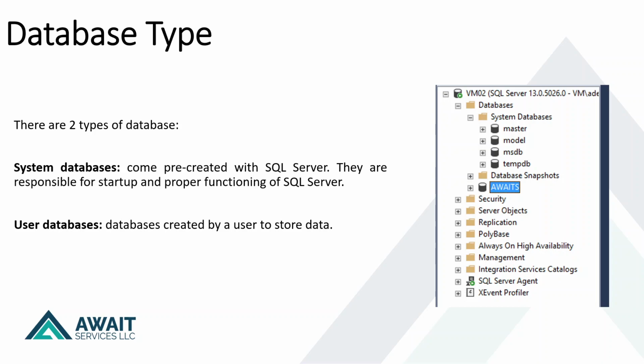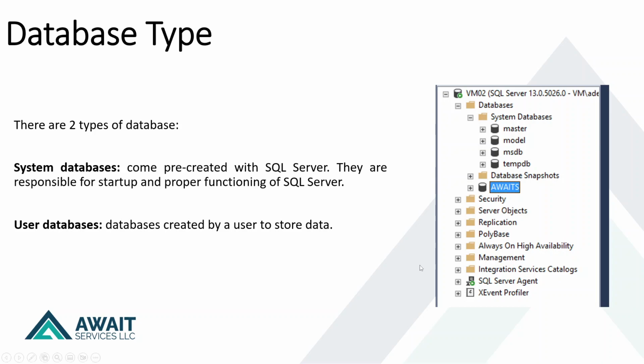So broadly speaking, we have two types of databases. We have the system databases. We also have the user databases. The system databases come pre-created or pre-installed with SQL Server. Once you install SQL Server, automatically you have all the system databases because they are necessary for SQL Server to start up and function properly. While user databases are databases that we create as humans, as users of SQL Server. We create these ourselves.